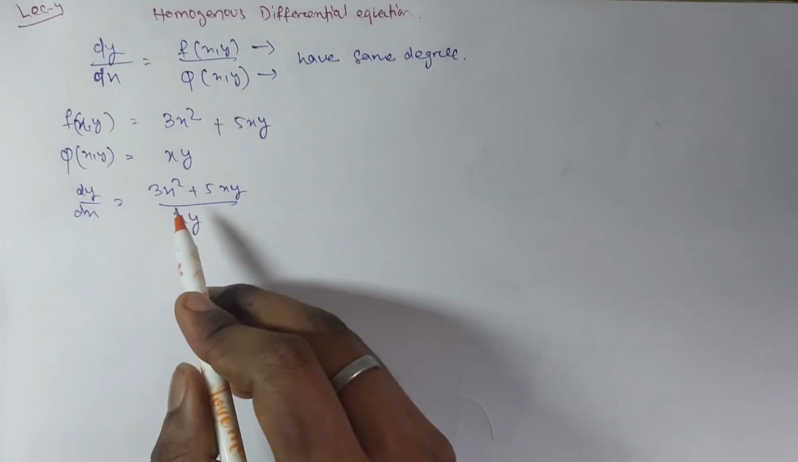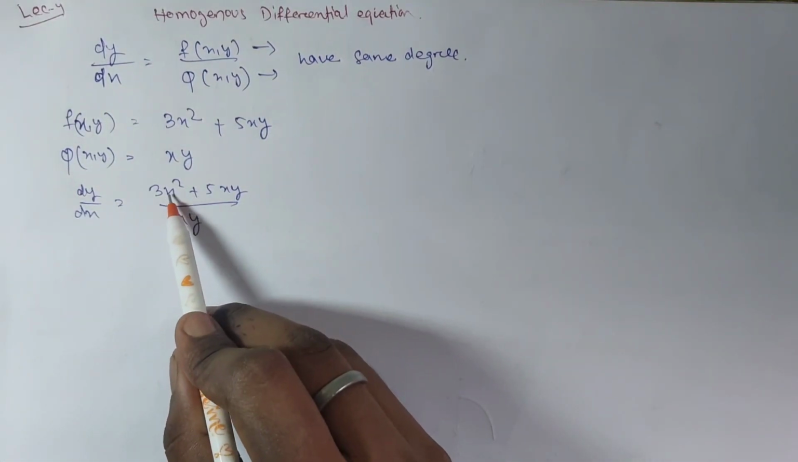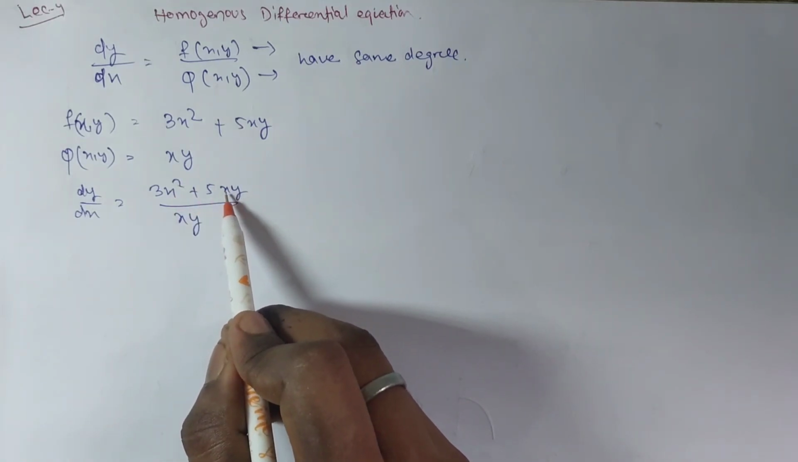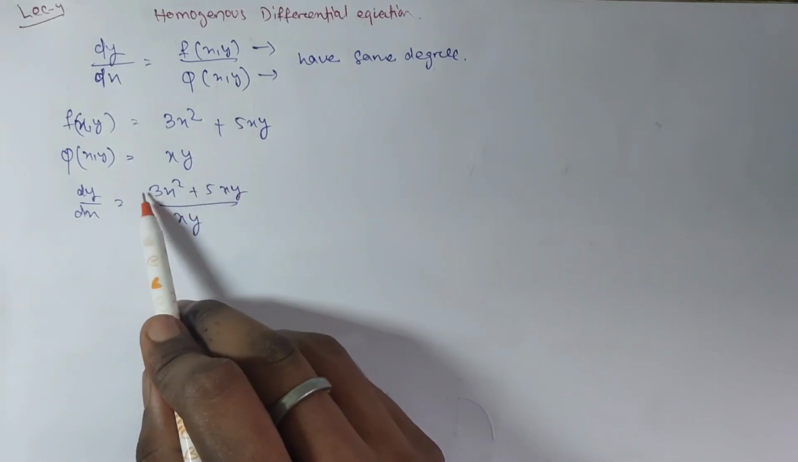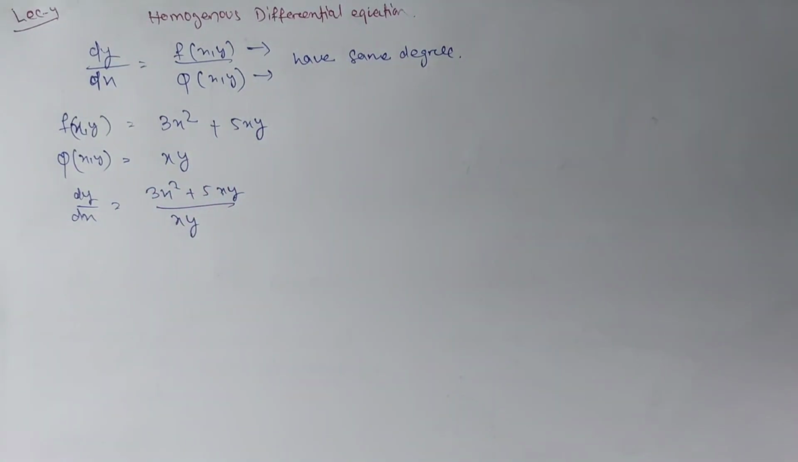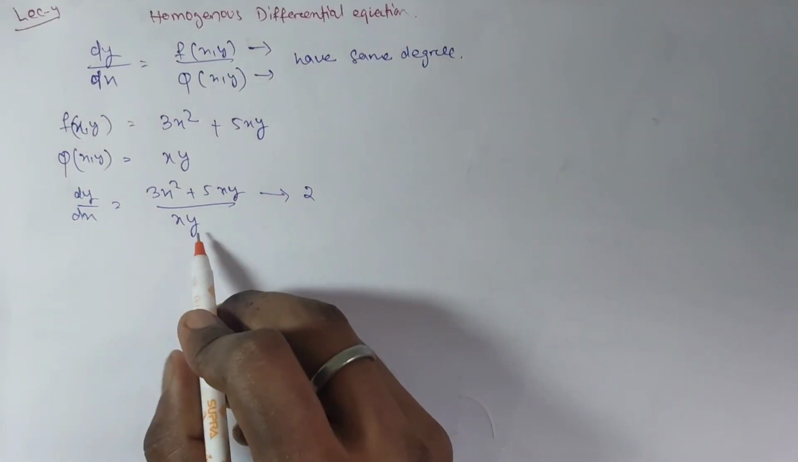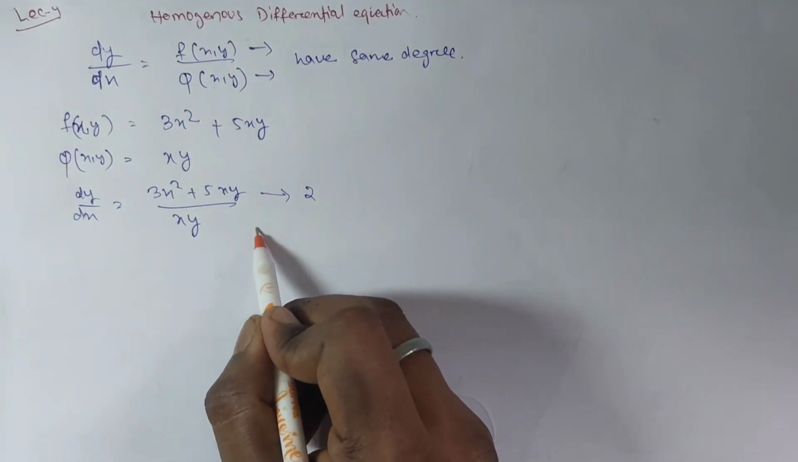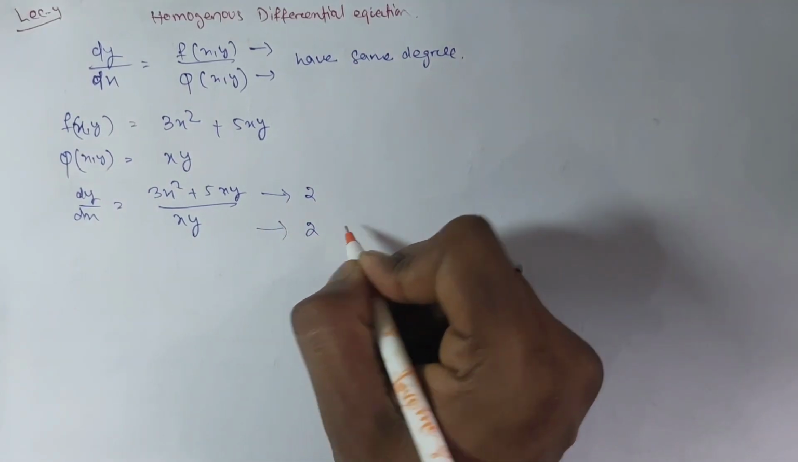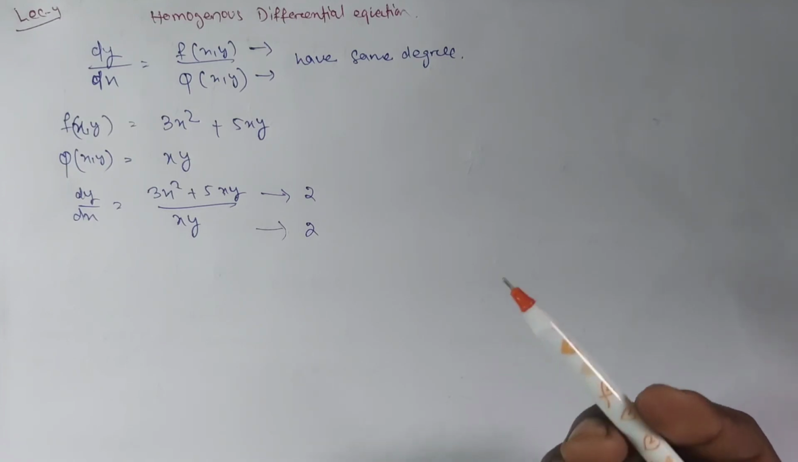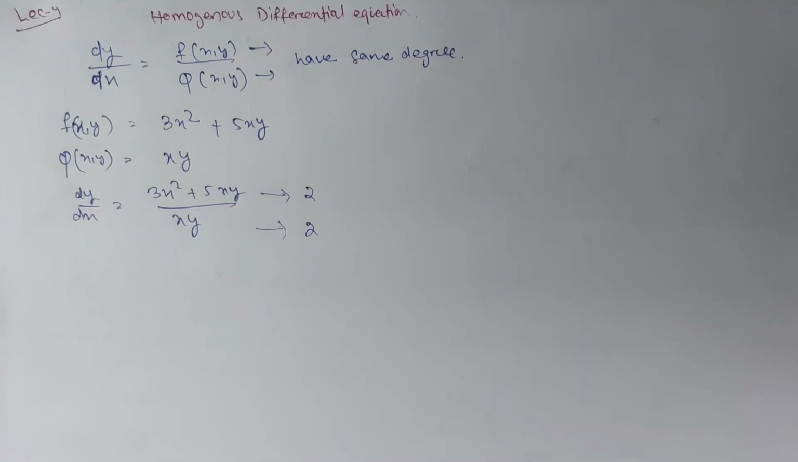We can clearly see that in the upper part, x has power 2, and in the lower part x has power 1 and y has power 1. So the total power, or degree, of the upper function f(x,y) is 2, and the lower function also has degree 2. If both the upper side function and lower side function have the same power, then it is a homogeneous differential equation.